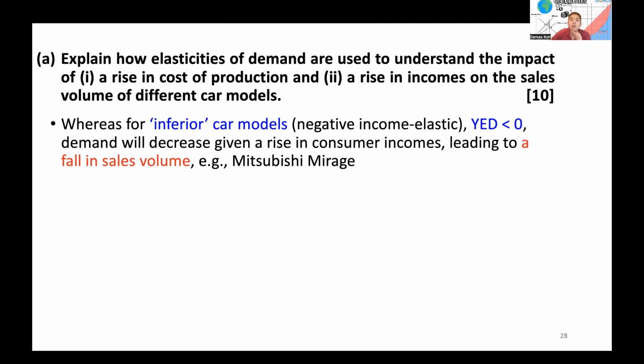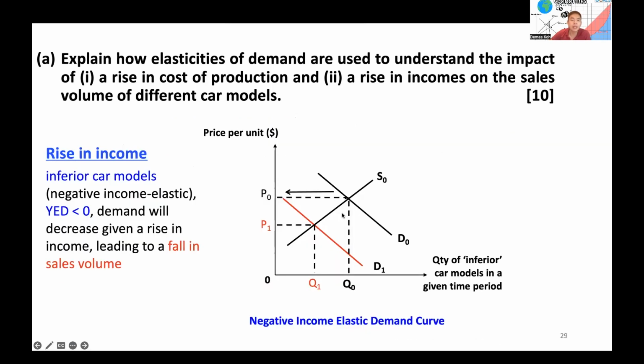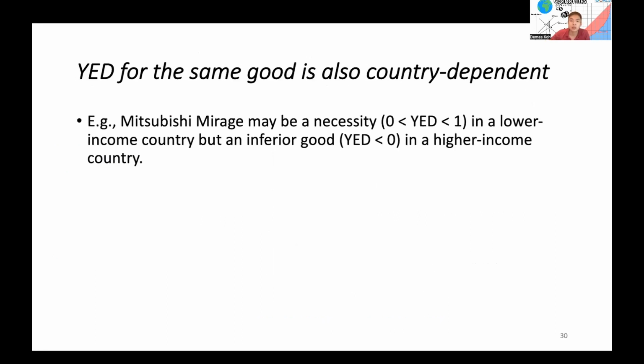Yeah, so moving on to another case, possibly, the Mitsubishi Mirage is seen as an inferior car model in certain contexts. So that means that YED is negative, and there would actually be a fall in demand given a rise in income, right? So conversely, during a recession when incomes fall, there might be a rise in demand for the Mitsubishi Mirage.